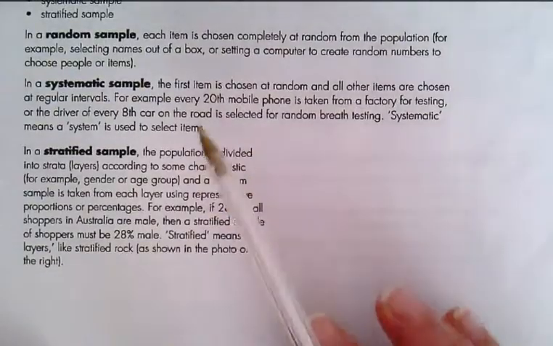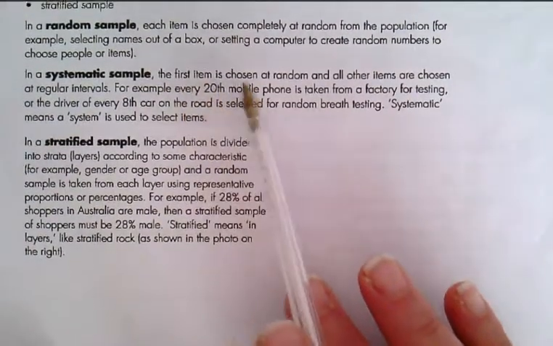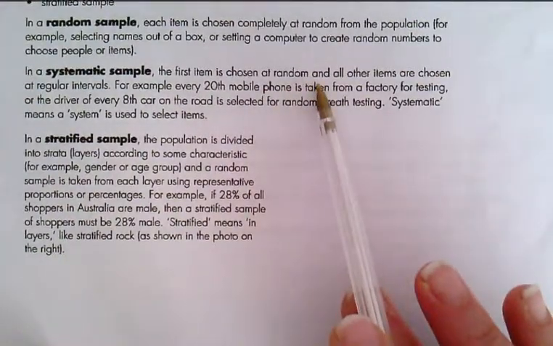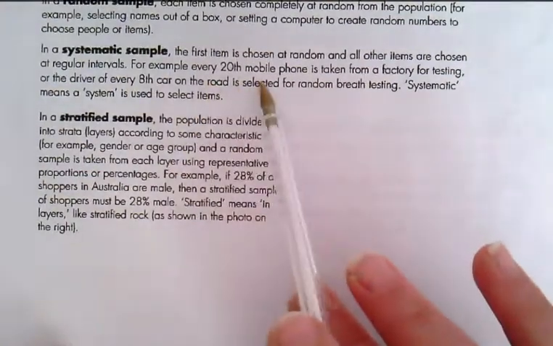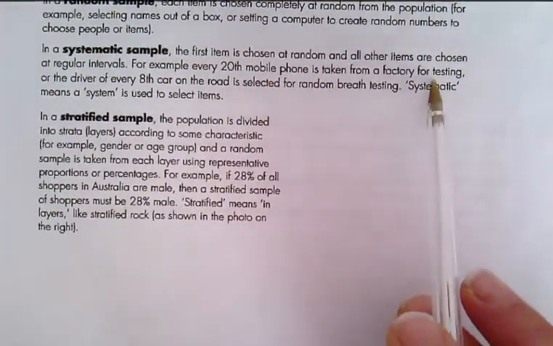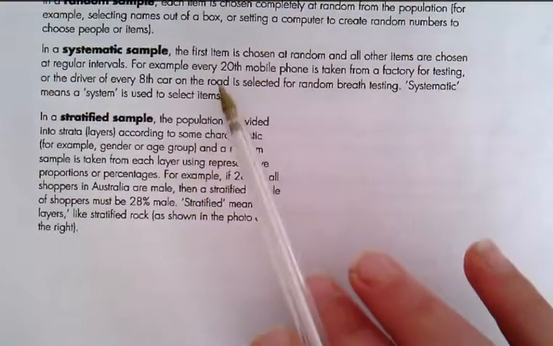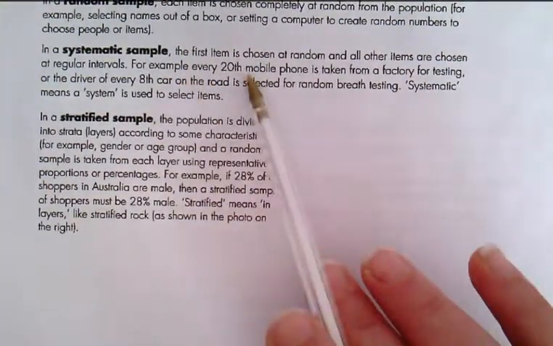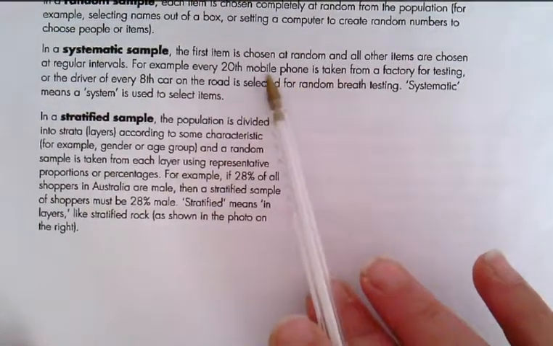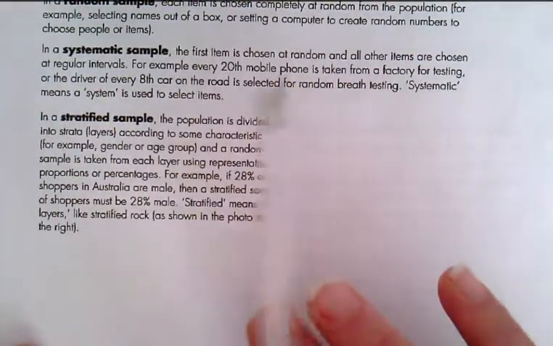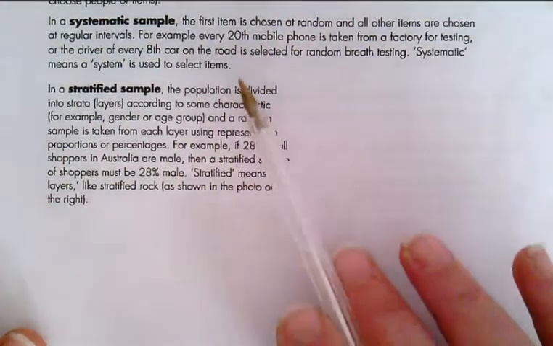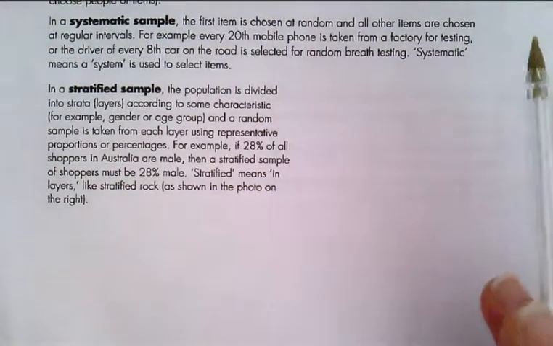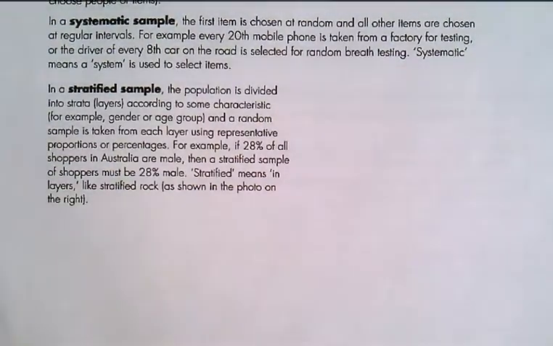Okay, now in a systematic sample, the first item is chosen at random, and then other items are chosen at regular intervals. For example, there might be a factory line making mobile phones, and the first item is chosen at random, and then every 20th mobile phone, for example, is taken for testing. Or if there's RBT, random breath testing, on the road, they might choose every 8th car on the road. I don't think they tend to do that, but they do tend to take a group, but they might do it at so many minute intervals or stuff like that, okay?